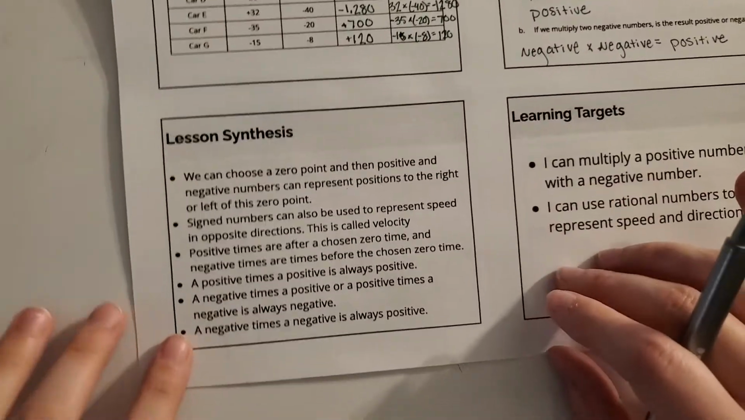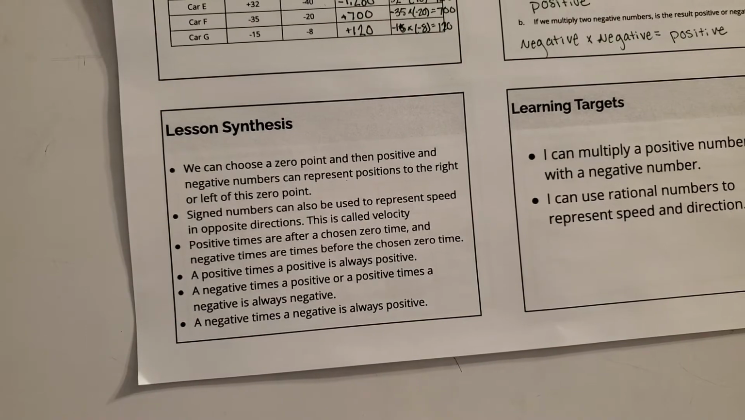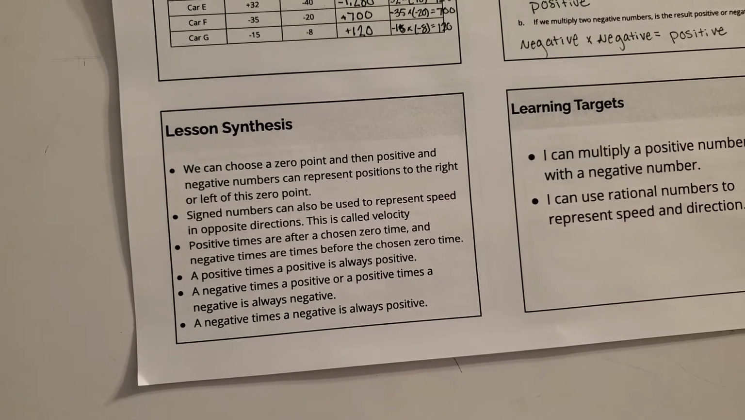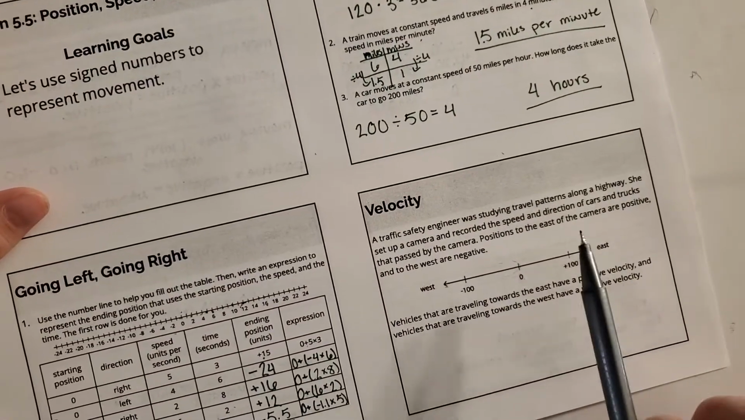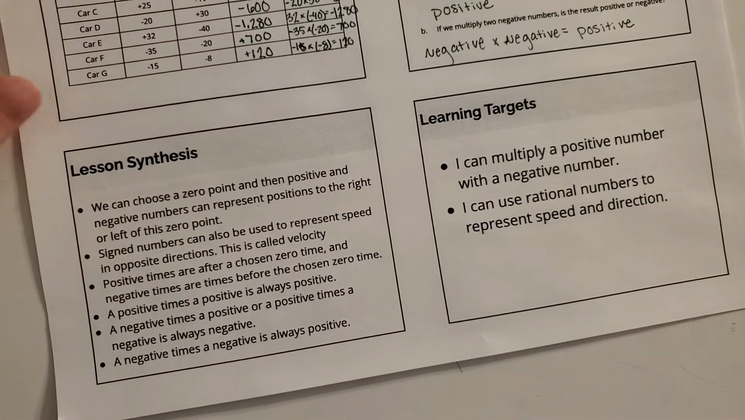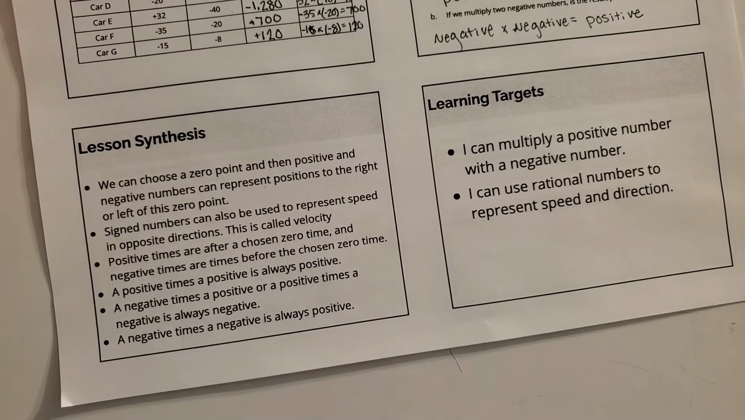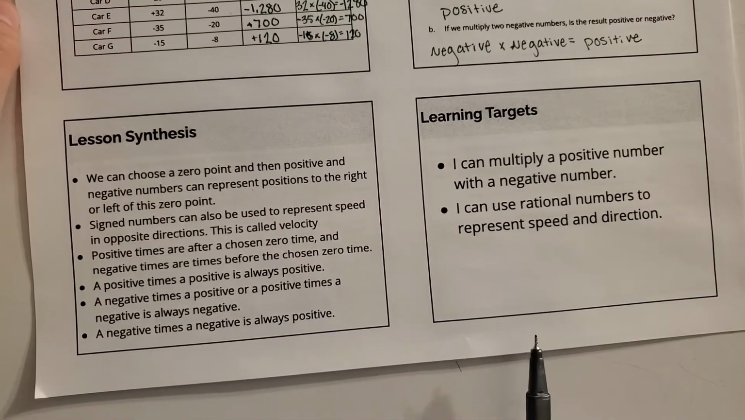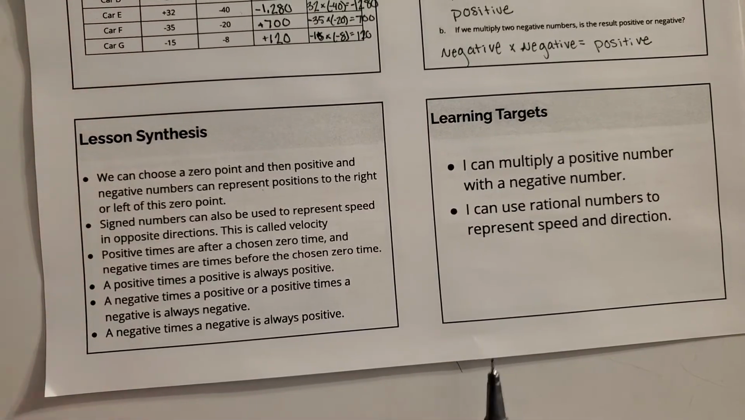So now, we can choose a 0 point, and then positive and negative numbers can represent positions to the right or left of this 0 point. So we saw that when we were talking about the velocity, and then even going right or left. Signed numbers can also be used to represent speed in opposite directions. This is called velocity. So when we were moving towards the east, we would end with a positive. When we were moving towards the west, we would end with a negative number.